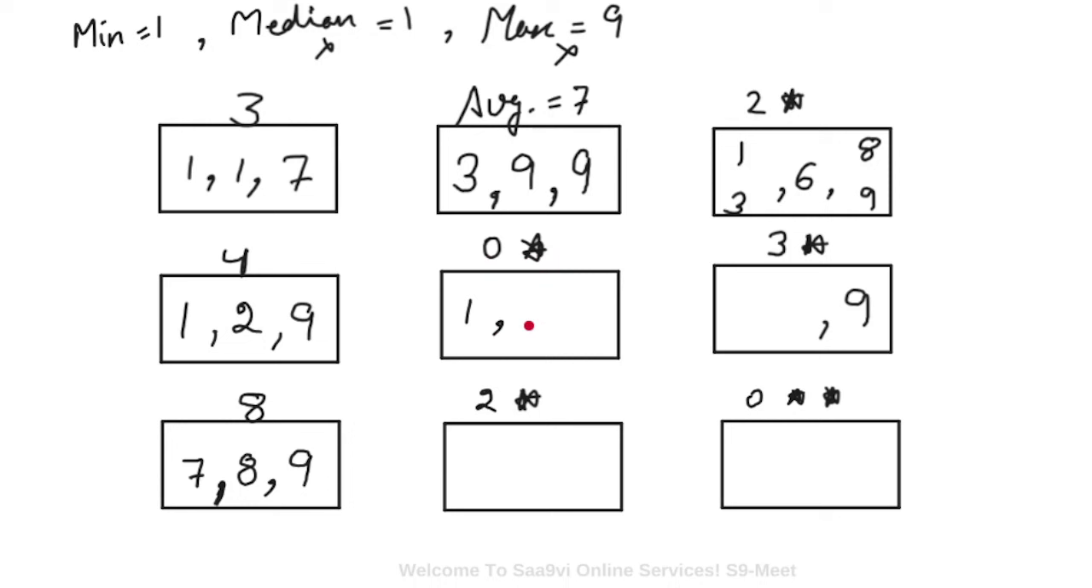Now this again we have to leave. There can be more options, so we'll try to avoid situations like this. 2 conditions have to be met. That means 1 and 9 both will be here.